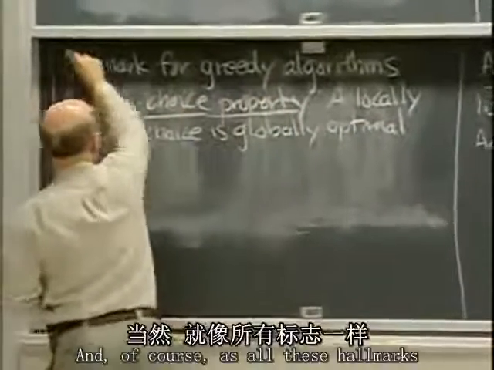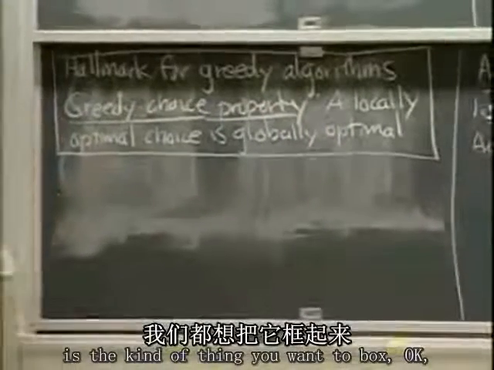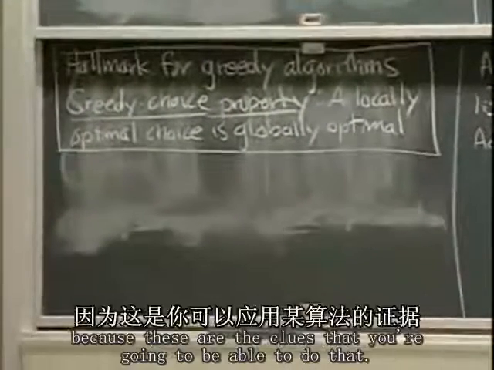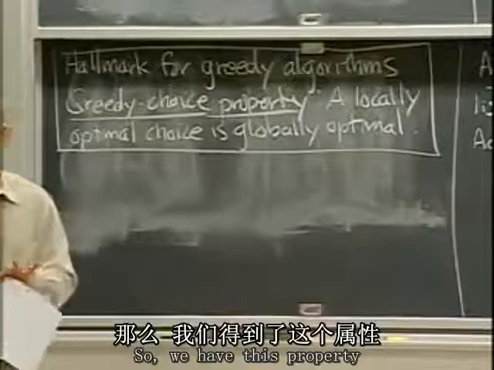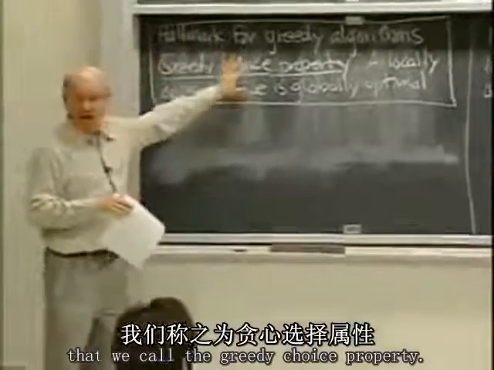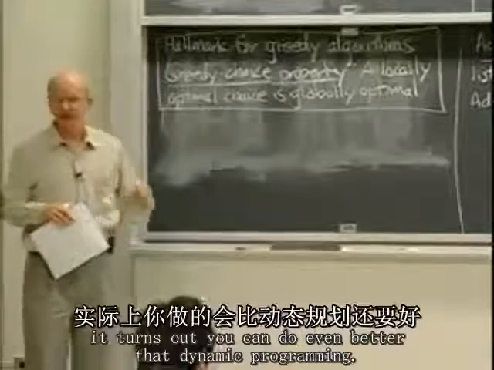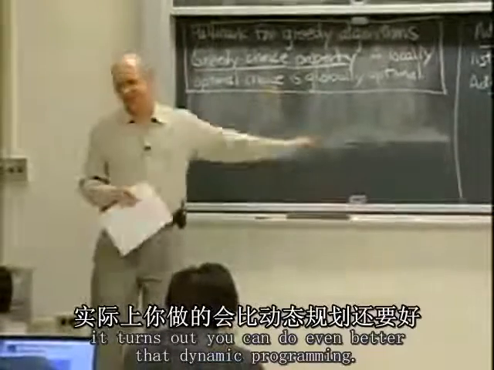And of course, as with all these hallmarks, this is the kind of thing you want to box. Okay, because these are the clues that you're going to be able to do it. So we have this property that we call the greedy choice property. I'm going to show you how it works in this case. And when you have a greedy choice property, it turns out you can do even better than dynamic programming.